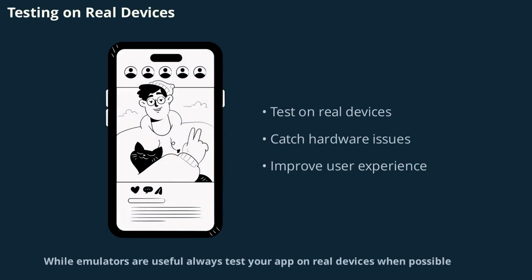While emulators are useful, always test your app on real devices when possible. This helps you catch issues related to hardware, performance, and user experience that might not appear in an emulator. Real-world testing is crucial for delivering a polished app.